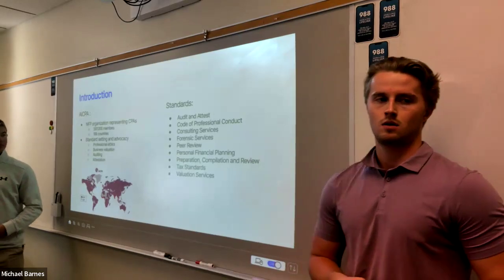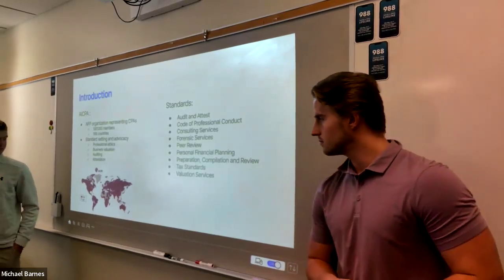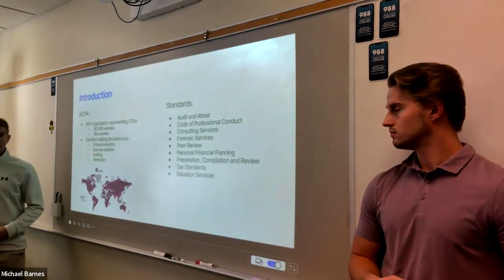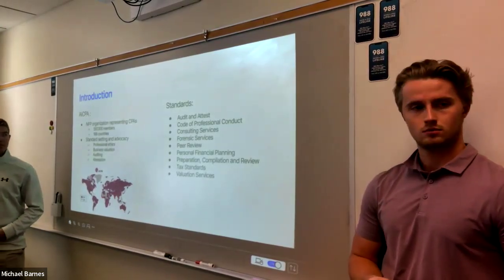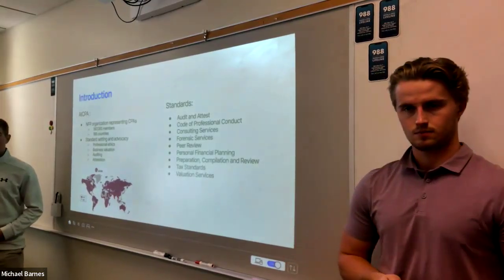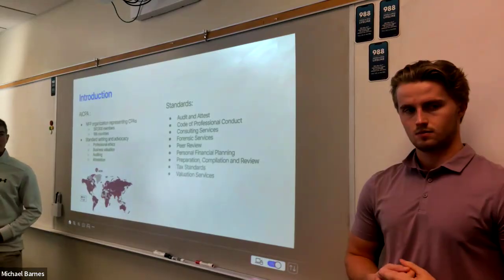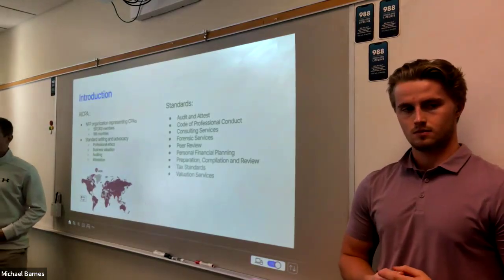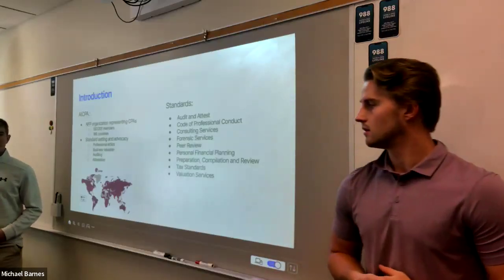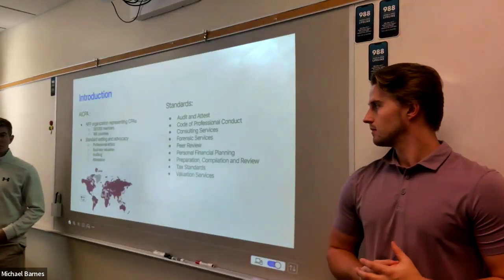As you can see by the map, the places in purple are where they have members, and the places in red are where they have associations. Today, we're going to talk about 9 standards: audit and attest, the code of professional conduct, consulting services, forensic services, peer review, personal financial planning, preparation, compilation, and review, tax standards, and valuation services.